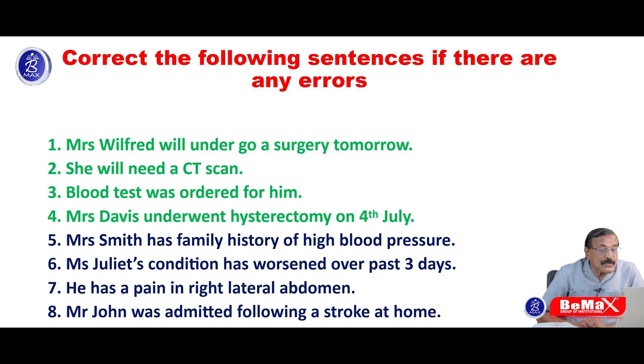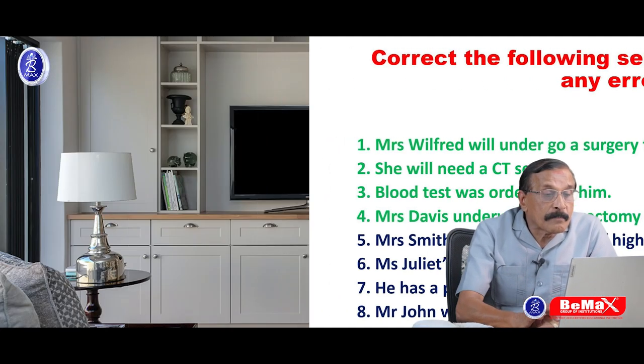Then a blood test was ordered for him. Blood test, a procedure. Then underwent hysterectomy. Mrs. Davis underwent hysterectomy, surgery. Has a family history, I told you just now, it is countable, a. And then "Juliet's condition worsened over past" is wrong, over the past. And then "he has a pain" is wrong, he has pain, because pain is uncountable. John was admitted following stroke on his home.